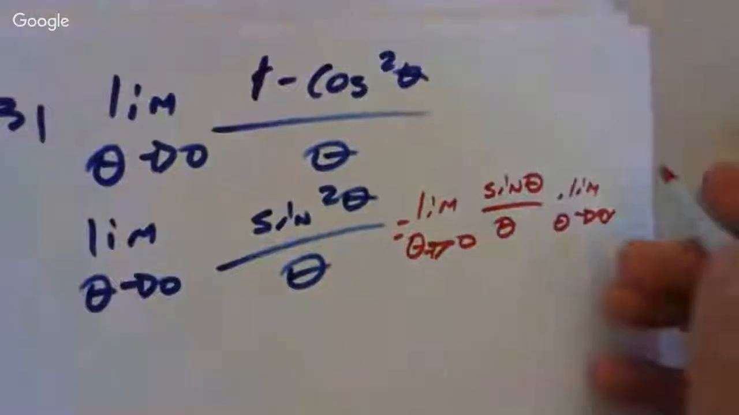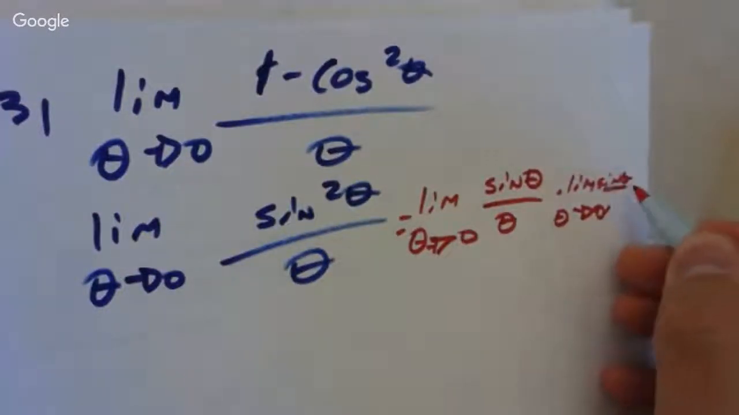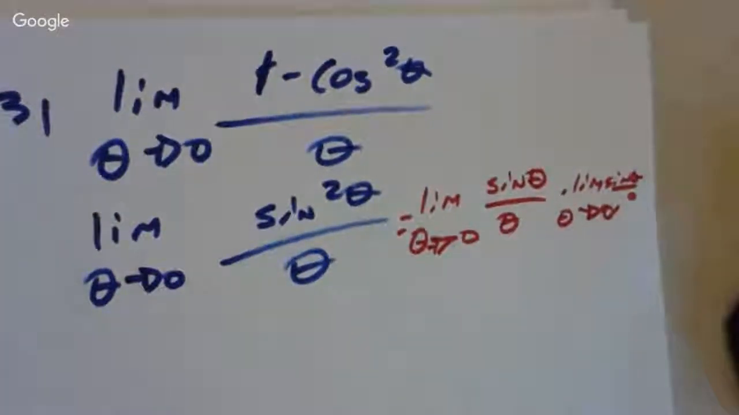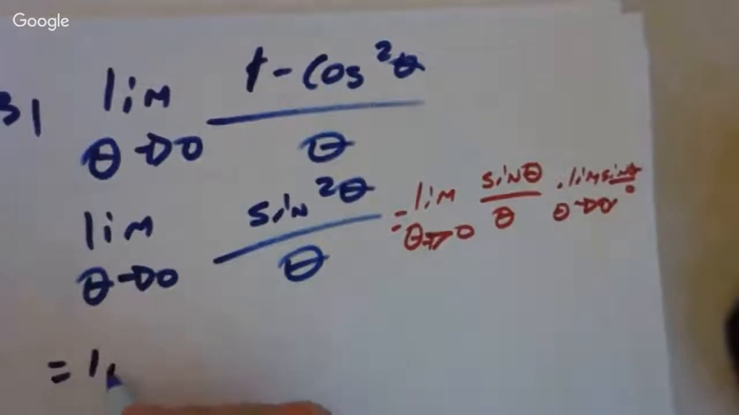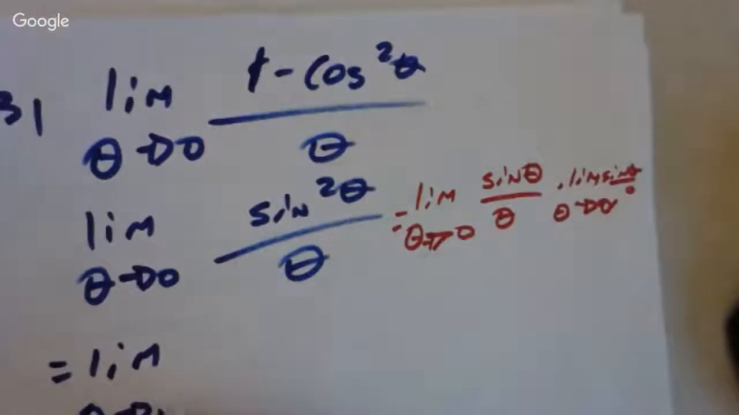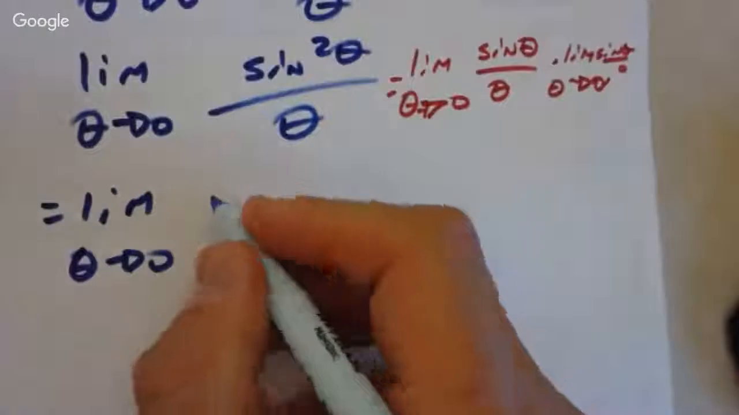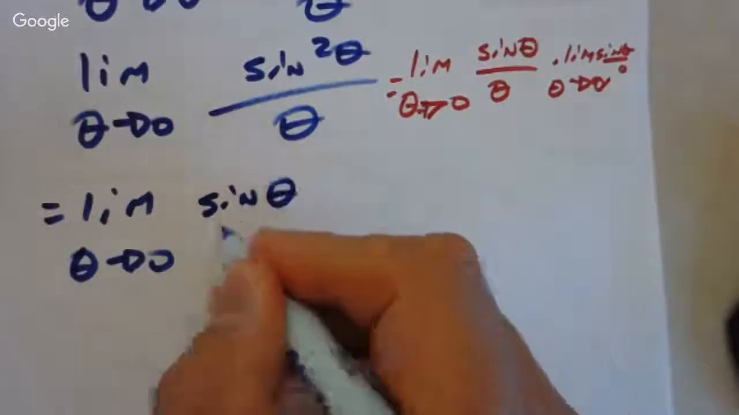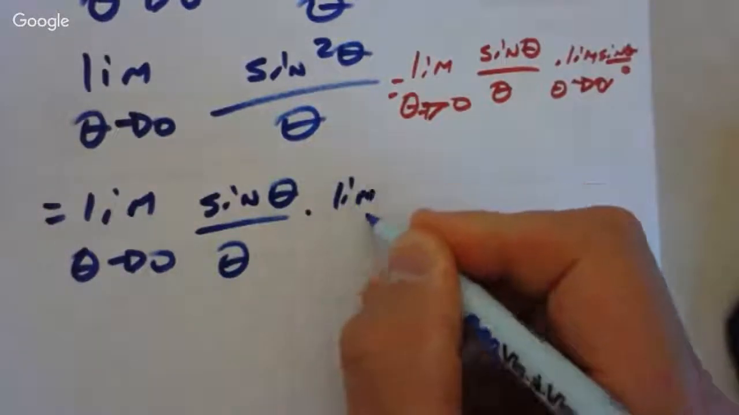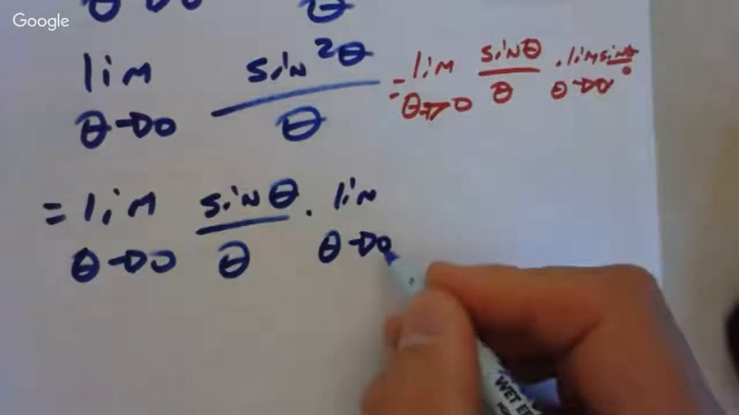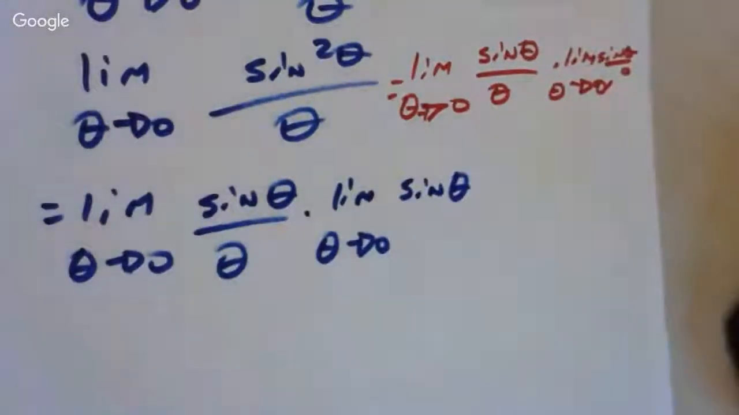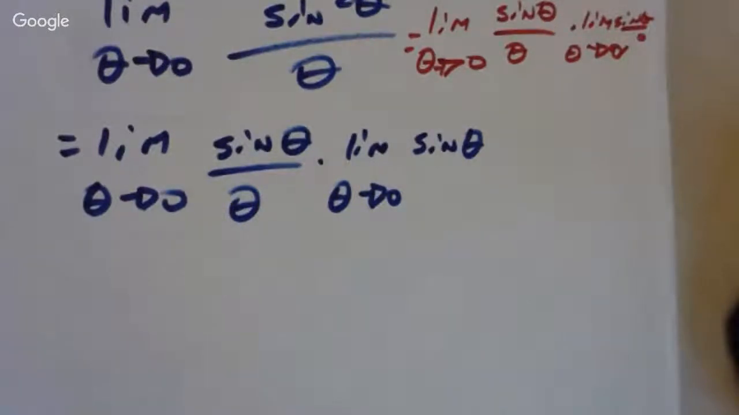Okay, so I can just split that up into 2 of those, right? Why not? Why can't I just split it into sine theta over theta times sine theta over theta? Yes, Noah. The denominator is not squared, so I only get one of them. So I could do sine theta over theta times sine of theta, but only one of them gets over theta.